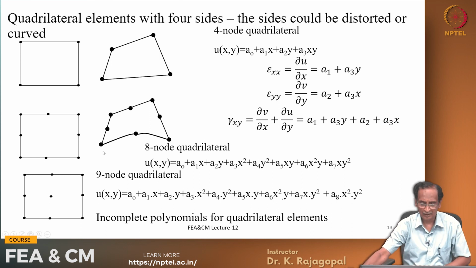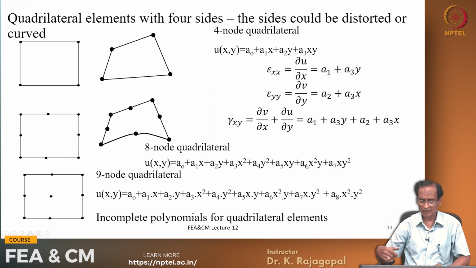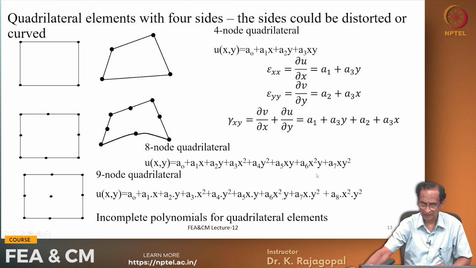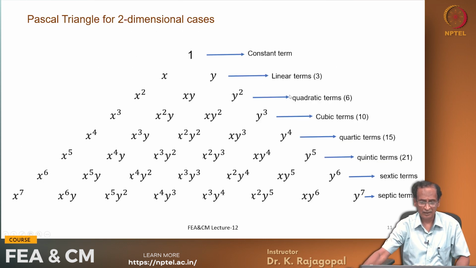Okay. And for an 8 node quadrilateral, our polynomial can be like this: a0 plus a1x plus a2y, that's including the constant term and then the linear terms, then the quadratic terms a3 x square plus a4 y square plus a5 xy plus higher order terms a6 x square y plus a7 xy square. Actually, let us look at our Pascal triangle.